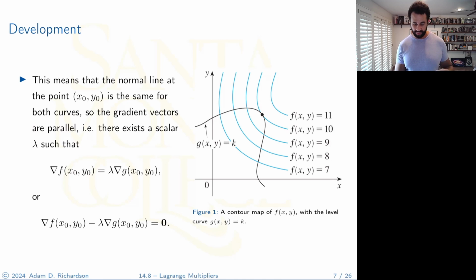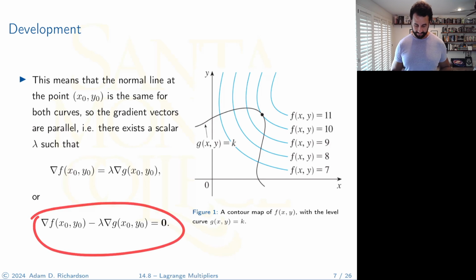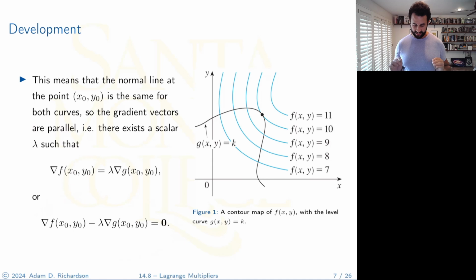So because they're parallel, that means there exists some scalar, lambda, such that the gradient of f is equal to lambda times the gradient of g. That's what it means for two vectors to be parallel, right? So another way we can write it is like so. And this is the preferred way of writing it because, as you're going to see, this converts the problem into a root finding problem, where we're just trying to find the zeros of a function. So subtract that from this side and you get this. So this characterizes exactly the scenario that we are looking to solve.